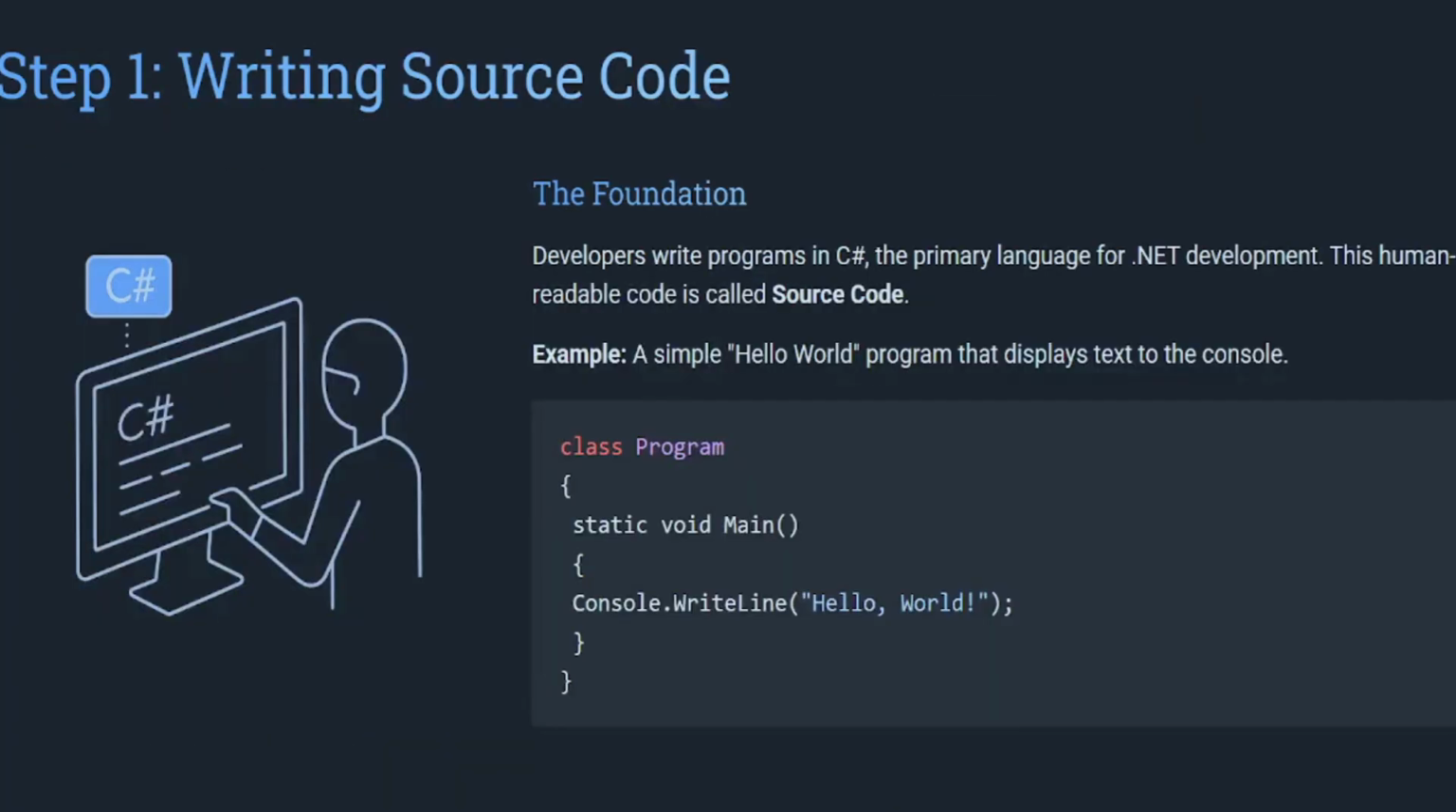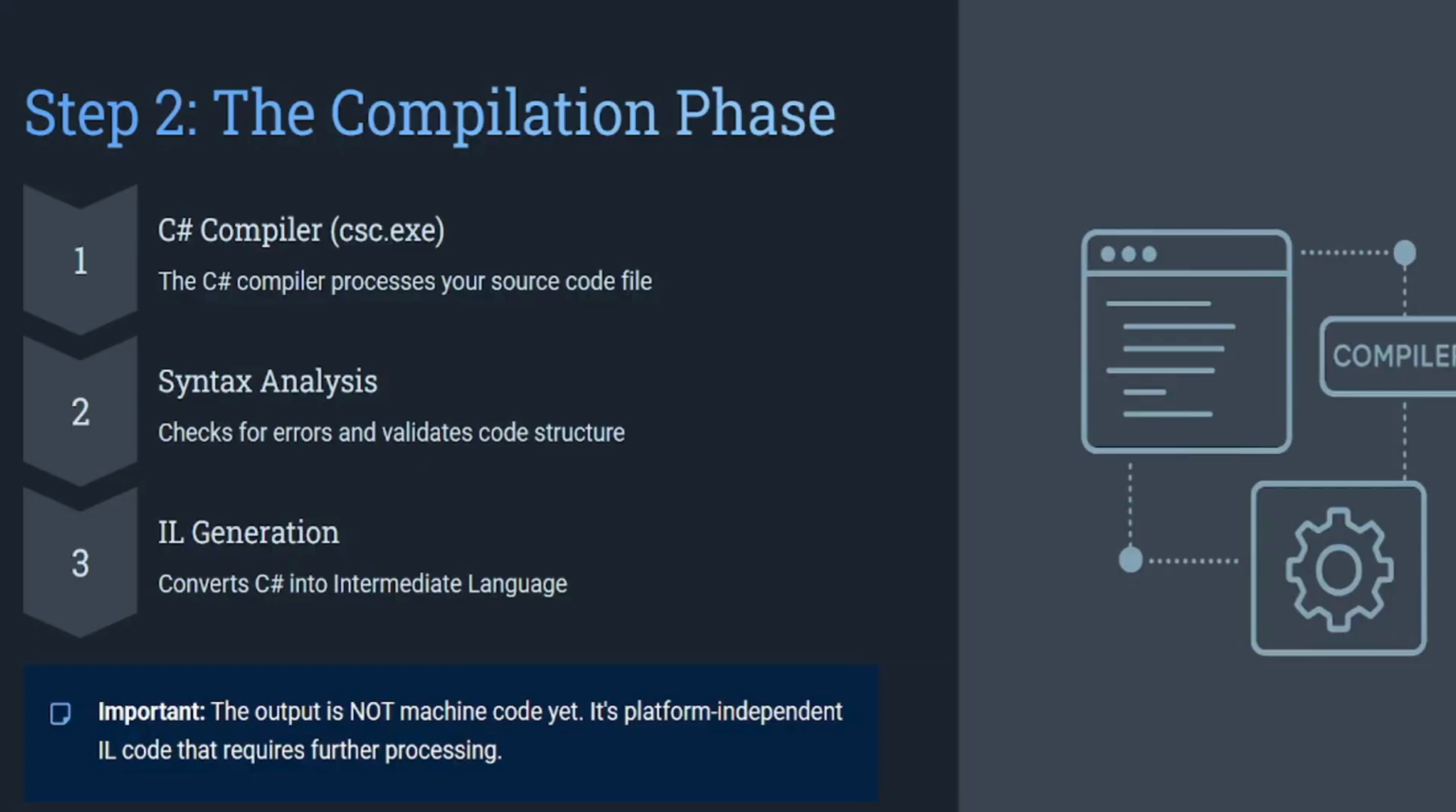Let's start with the first step, which is source code. This is the code we as developers write in C#. For example, we have written a simple program here. It will print hello world. This code is easy for us to read and understand. But the system cannot execute this directly because computers only understand machine level instructions. So we need a way to convert this into something executable. This is where the C# compiler comes into the picture.